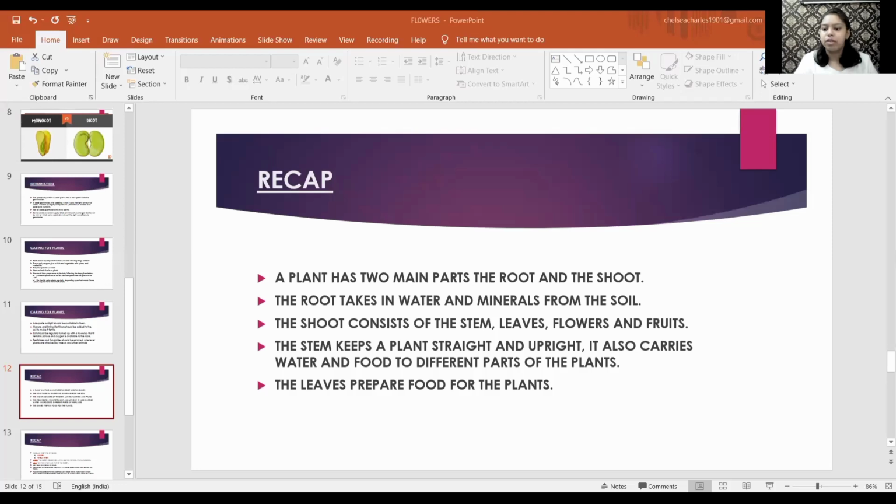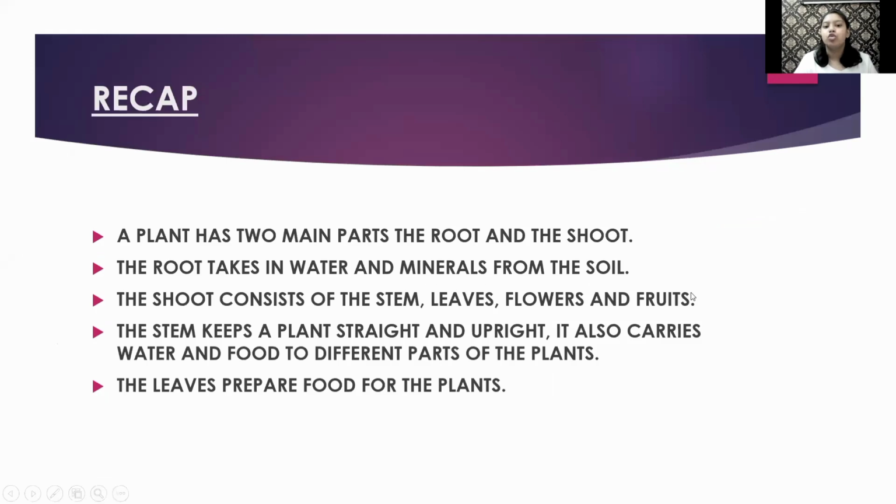Okay, so let's have a quick recap on what we just learned today, the whole chapter. A plant has two main parts, the root and the shoot. The root takes in water and minerals from the soil. The shoot consists of leaves, stem, flowers, and fruits. The stem keeps a plant straight and upright. It also carries water and food to different parts of the plant. The leaves prepare food for the plants.